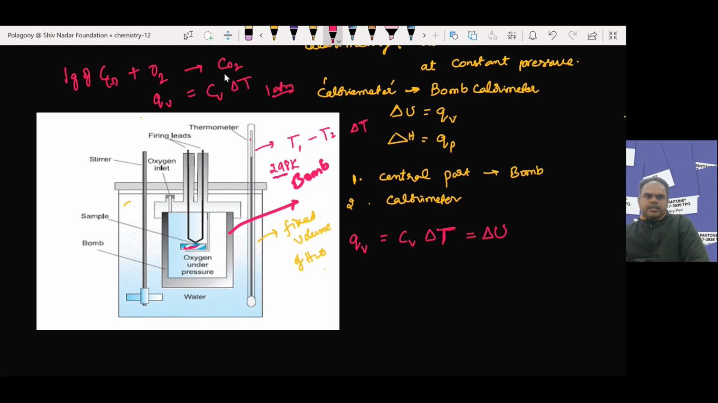Once the graphite is burnt into CO2, the heat energy released, Q, passes into the surrounding water. Then the temperature changes to T2, which is 299 Kelvin, for example. So the temperature change is from 298 to 299 Kelvin. The heat capacity of the bomb calorimeter is, for example, 20.7 kilojoules per Kelvin. This is the heat capacity CV of this bomb calorimeter.